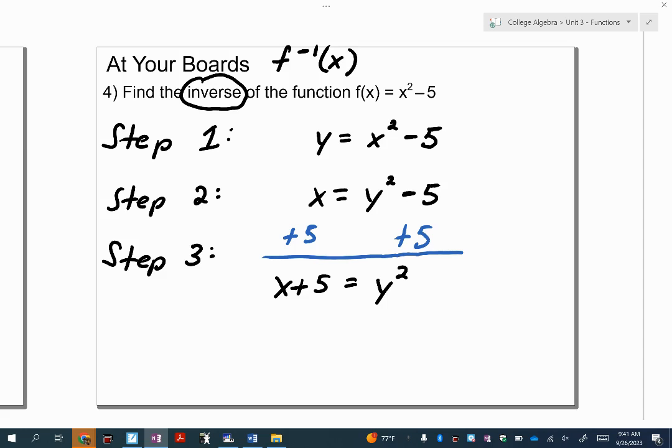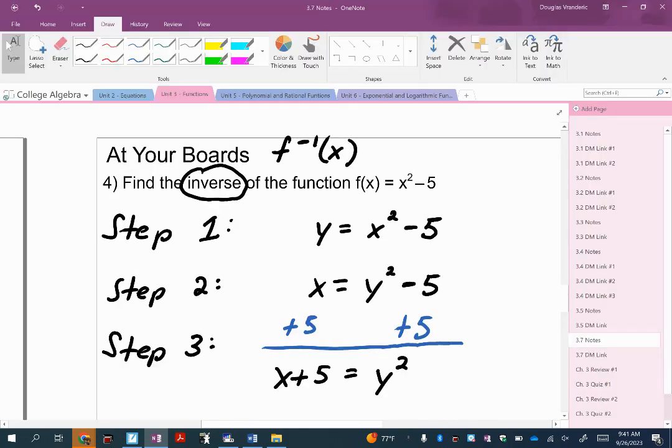Now, is this done? Is this y by itself? It's really close though, right? Because it says equals y, but it's not just y, it's y squared. So how do we take this square and get it to the other side? Square root, I love it. Because the inverse operation of squaring something is taking the square root. God, you guys are so good. Well done.